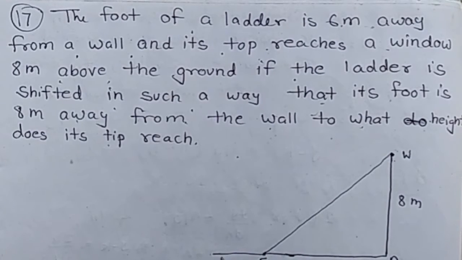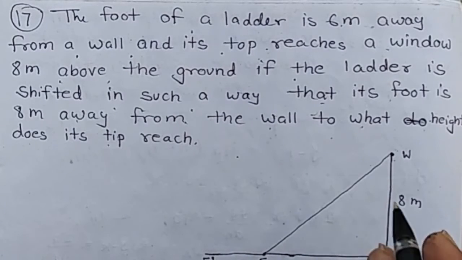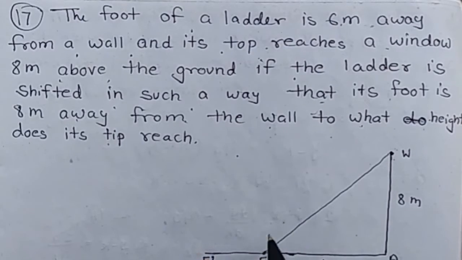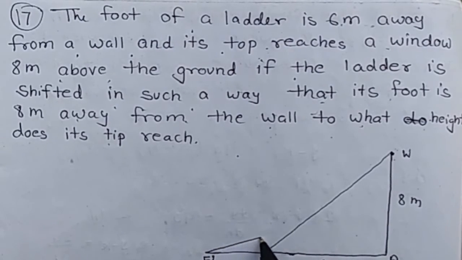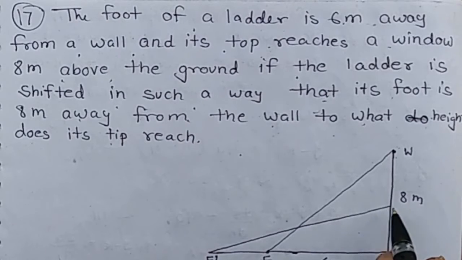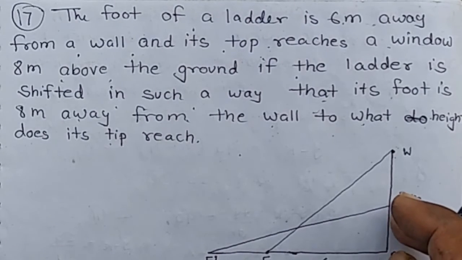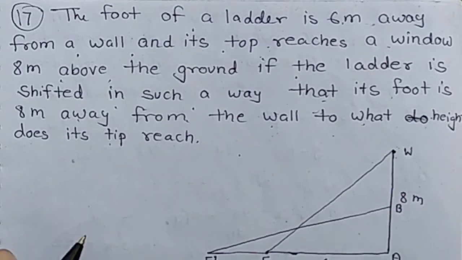Now, let the new position of the foot be F dash, and now its tip reaches at point P. Then we have to find the distance of A and B.